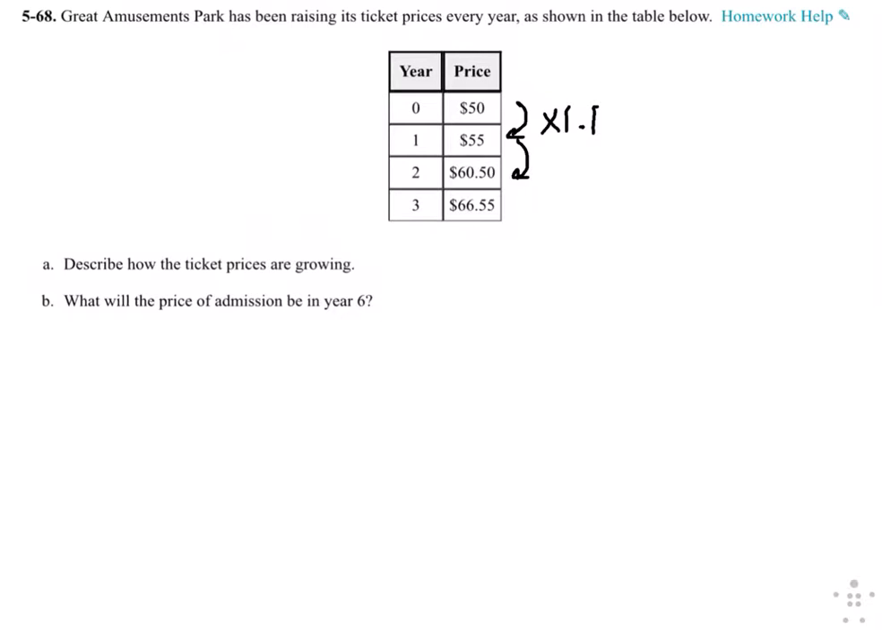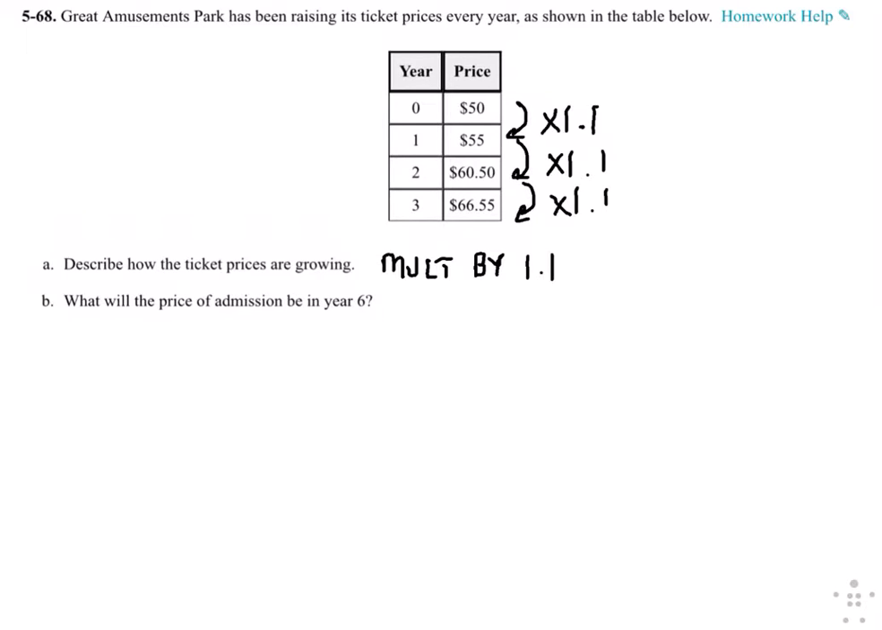So if you can't do this, take out your calculator, right, just to see if it works. And 55 times 1.1 is 60.5, so that still worked. And then let's see if it works here. So 60.5 times 1.1, I get 66. So it does work. So this is geometric, right? So describe how prices are growing. They're multiplying by 1.1. Okay. What will the price of admission be in year 6, right?